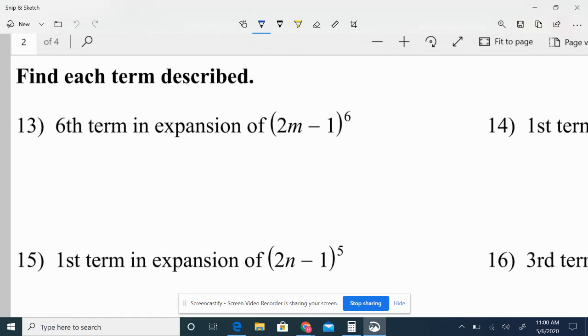For today, we're going to be looking at what we call the binomial theorem. What it is for: if I wanted you guys to expand (2m minus 1) to the 6th power, we could do the long way. I could have you guys write 2m minus 1 six times.